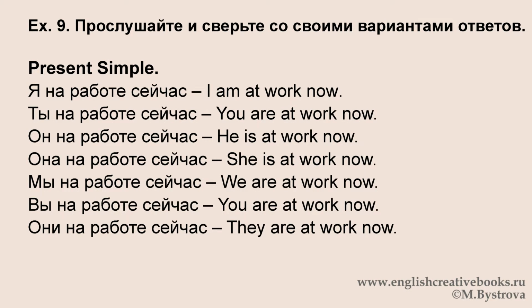Present simple. Я на работе сейчас. I am at work now. Ты на работе сейчас. You are at work now. Он на работе сейчас. He is at work now. Она на работе сейчас. She is at work now. Мы на работе сейчас. We are at work now. Вы на работе сейчас. You are at work now. Они на работе сейчас. They are at work now.